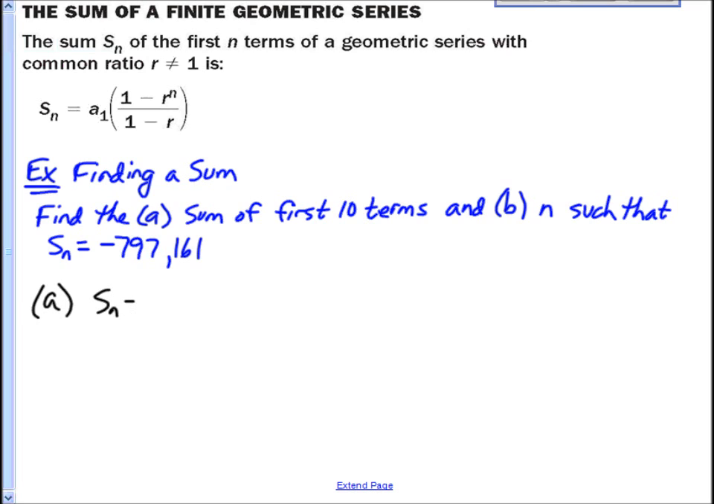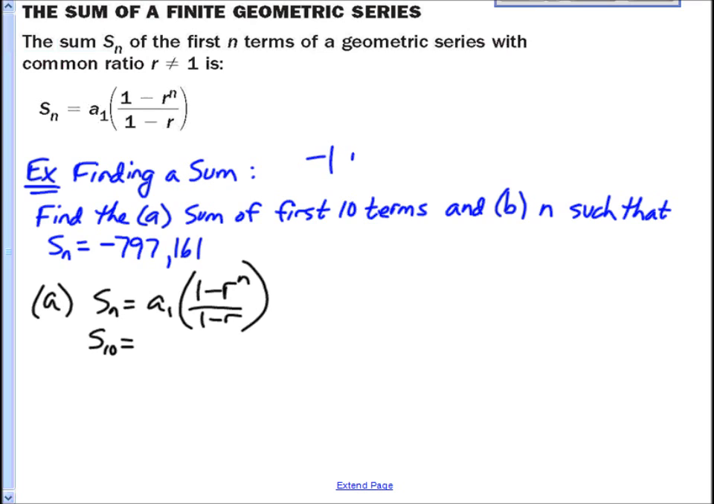Let's write this formula: A1 times (1 minus r to the n) over (1 minus r). This is for the sum of a geometric series. So part A: the sum of the first 10 terms. I say, well, what is the very first term for this geometric series? And I didn't even give you the series. Here's the series.